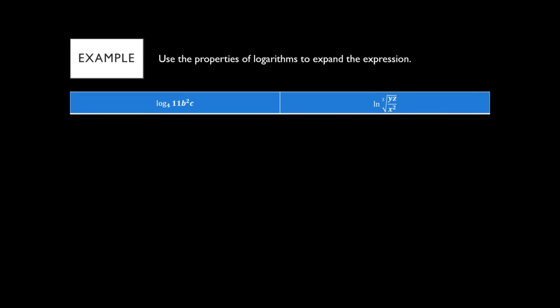We have log base 4 of 11b squared c. So these are all multiplied together. So the first thing that we do is turn this into addition of logarithms, and that's using the product property. So this is log base 4 of 11. Then you go to the next letter and you separate each letter. So the next one would be b, so that would be log base 4 of b squared. Then plus log base 4 of c. So that is using the product property.